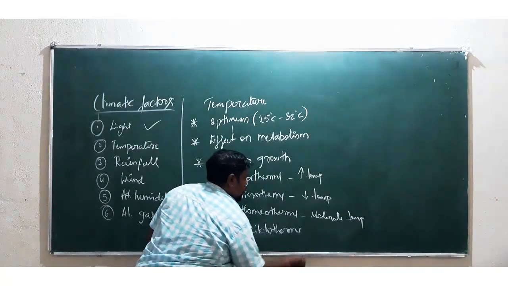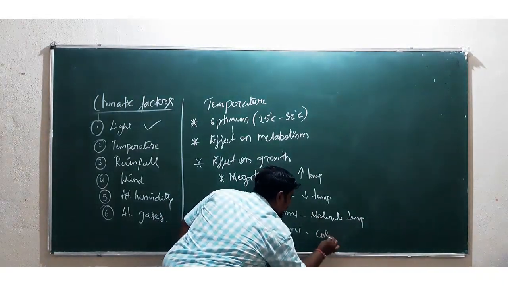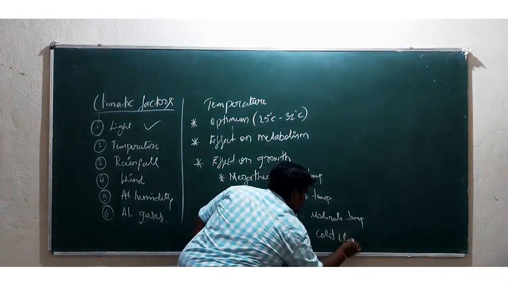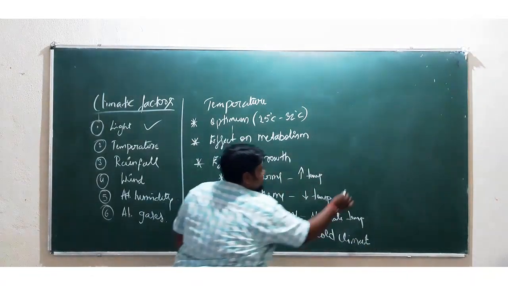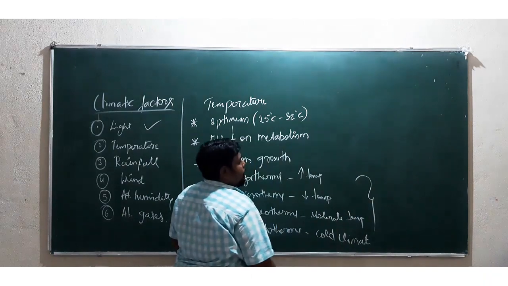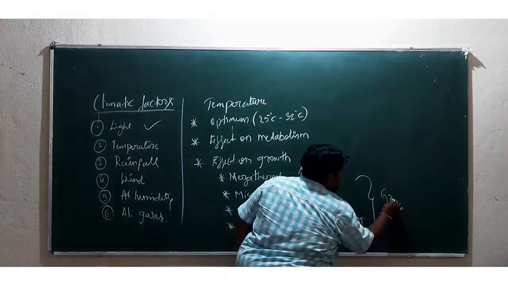And what is the last one? These are cold climatic plants. They require a completely cold climate. As we say, all these four are termed based on their growth itself.